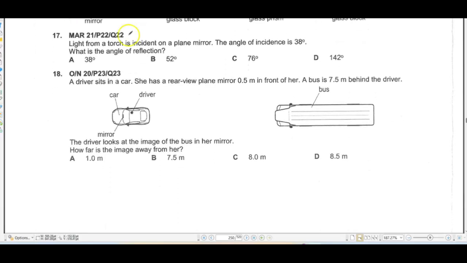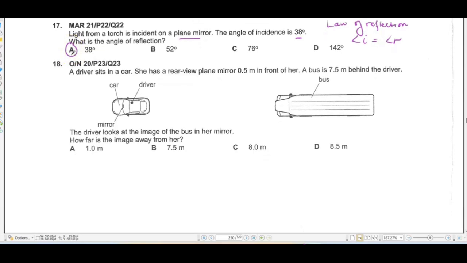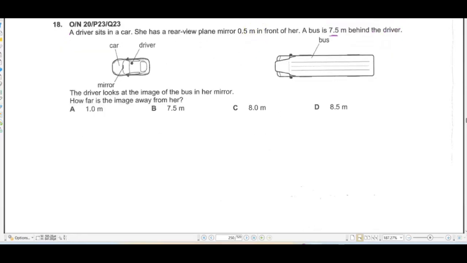Okay, question number 17. Light from a torch is incident on a plane mirror. The angle of incidence is 38 degrees. What is the angle of reflection? When they've given you the angle of incidence, we know that according to the law of reflection, the angle of incidence is equal to the angle of reflection. So if the angle of incidence is 38 degrees, the angle of reflection is going to be 38 degrees as well.